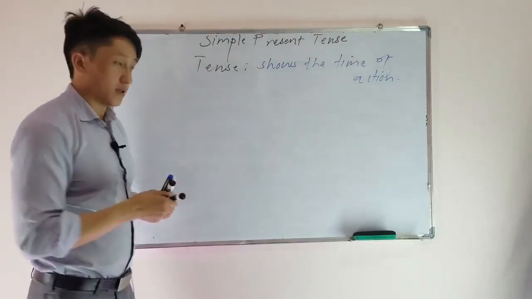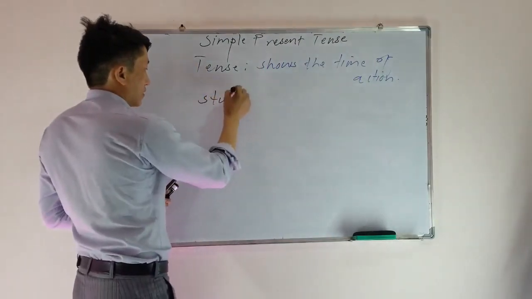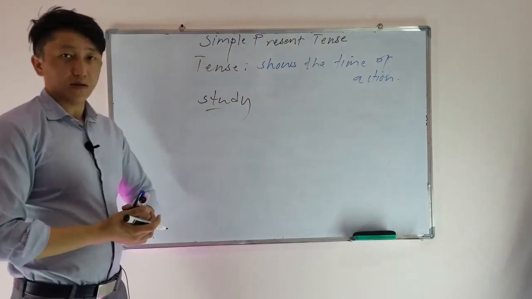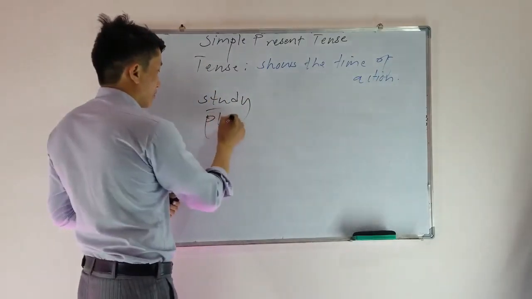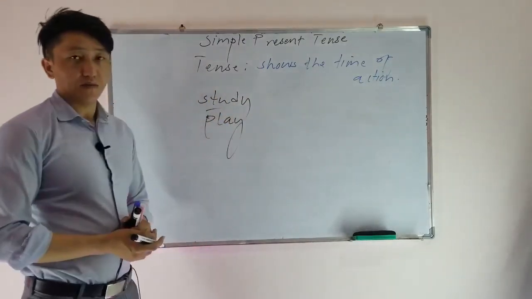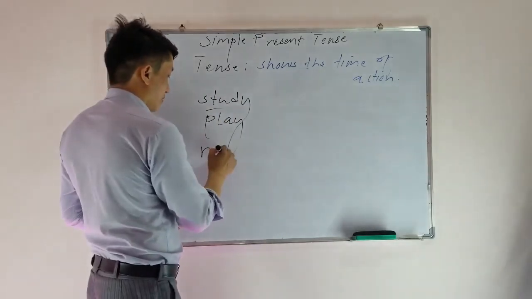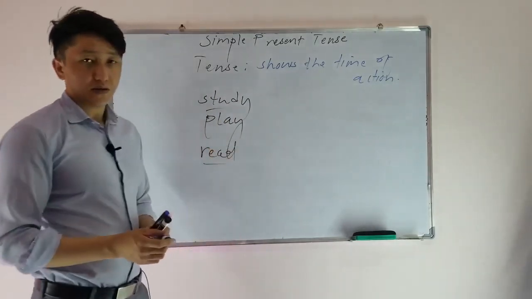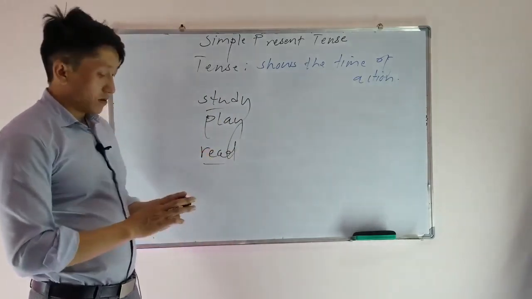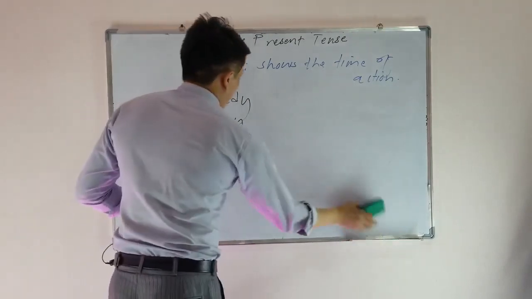For example, if we say study, when do we study? That's the time of an action. If we say play, when do we play? That's the time of an action. If we say read, when do we read? So tense is a word that is used to show the time of an action. How many tenses do we have?